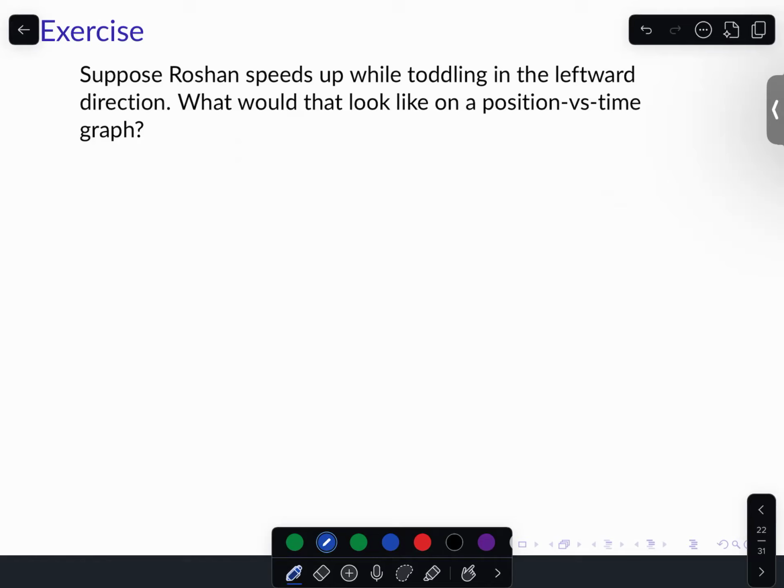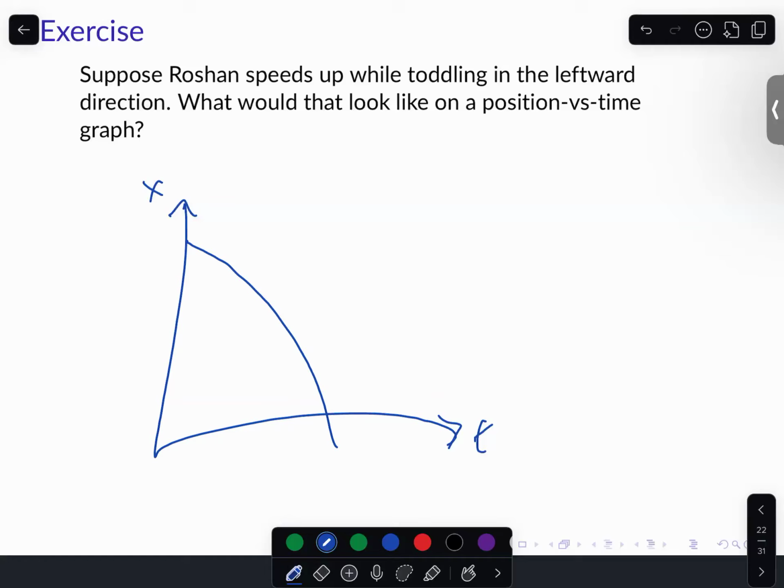If I move fast, my position slope is steep. If I move slow, my position slope is not steep. If I move faster, my steepness is changing. Here is speeding up while moving in the negative direction. Look, slope is down at every point. Slope is down, graph is decreasing, yeah. But isn't the line getting steeper as you go?